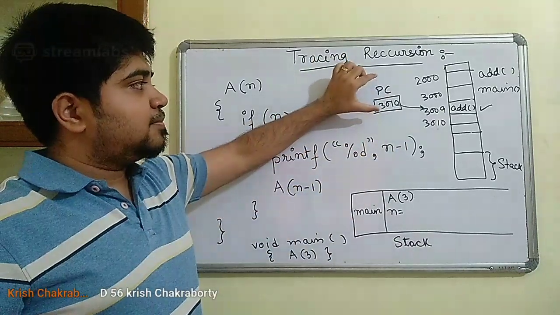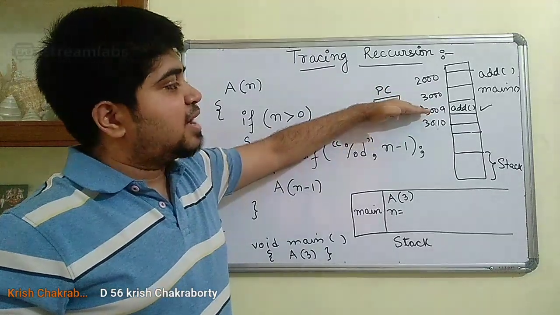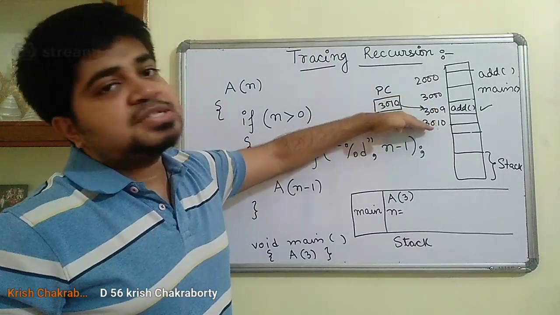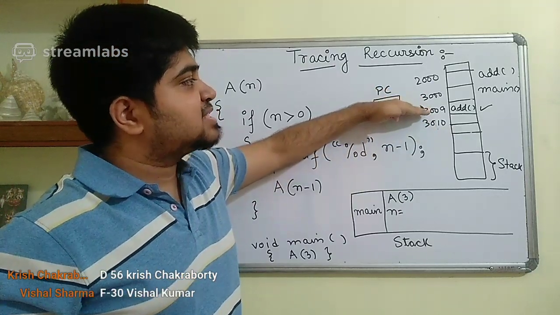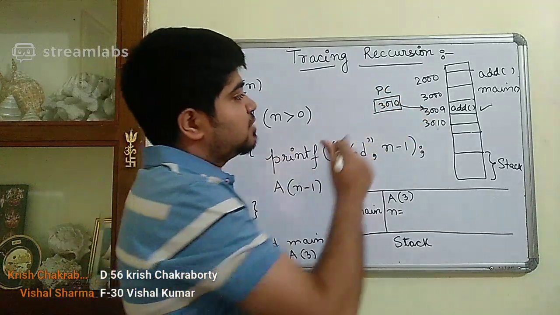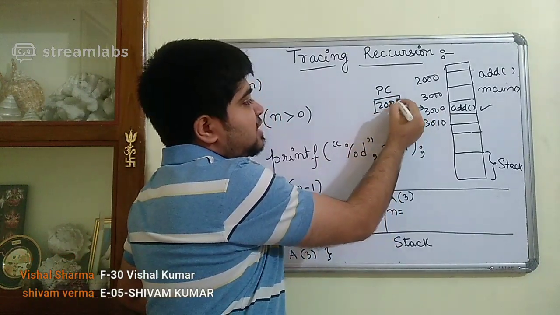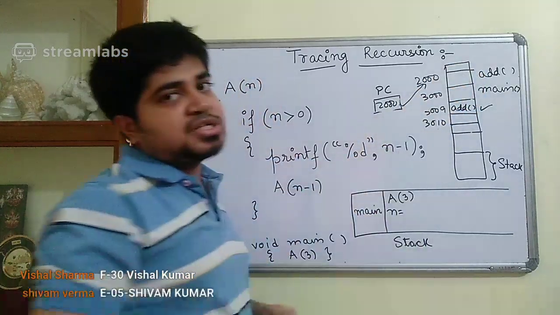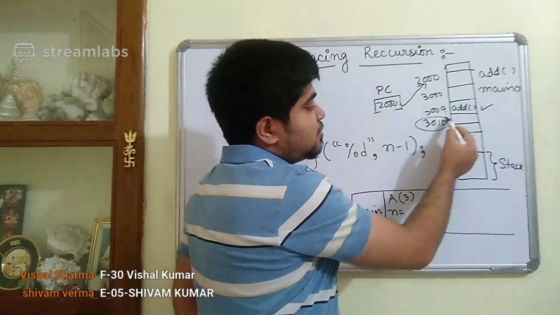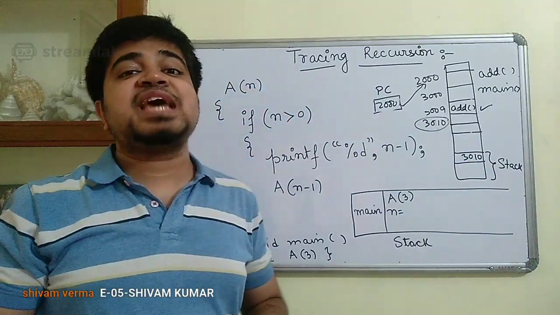So over here, the program counter was executing 3009. Now the next instruction to be executed is 3010. But the call to add has changed the program counter's content from 3010 to 2000. Hence the control goes to add and the add function is executed. This 3010 has to be stored somewhere, which is called the stack memory.